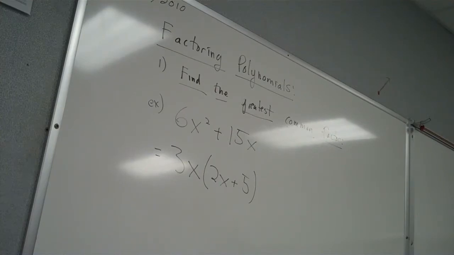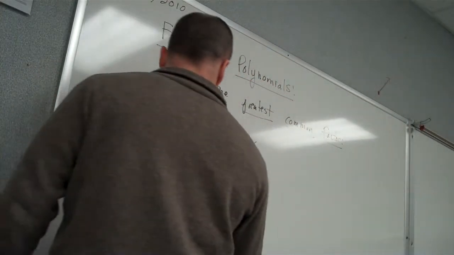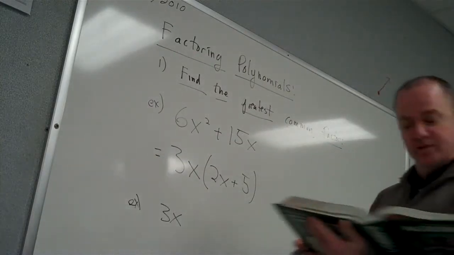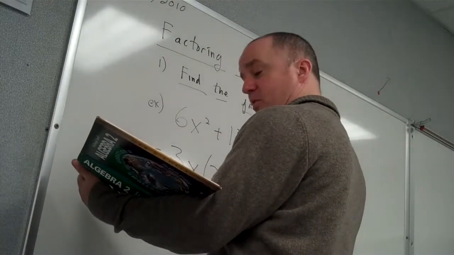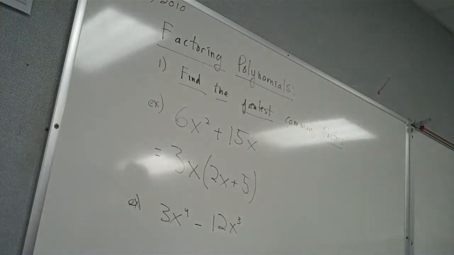Let's find another one with greatest common factors. Okay, another example. What number was this? I have no short-term memory anymore. 3x to the 4th minus 12x cubed. Okay, what do these have in common?